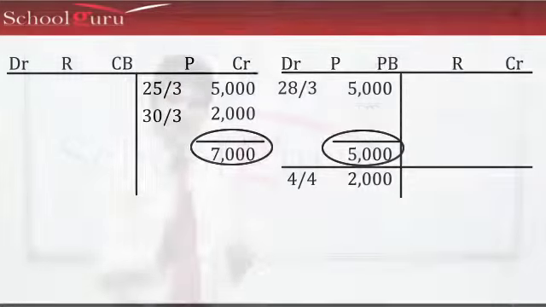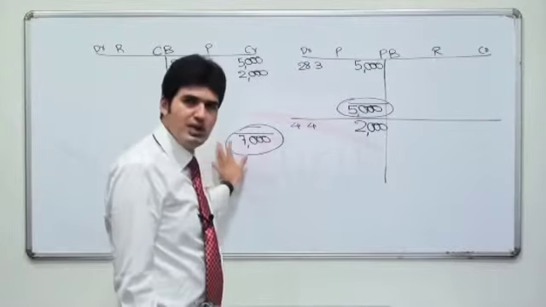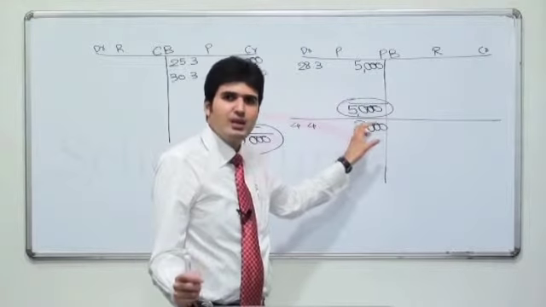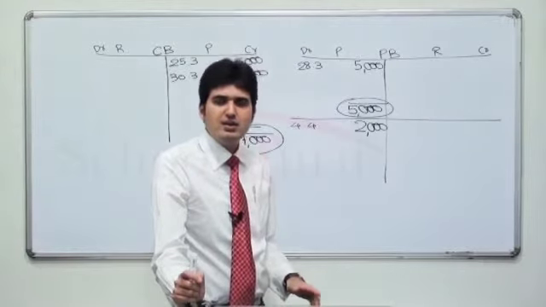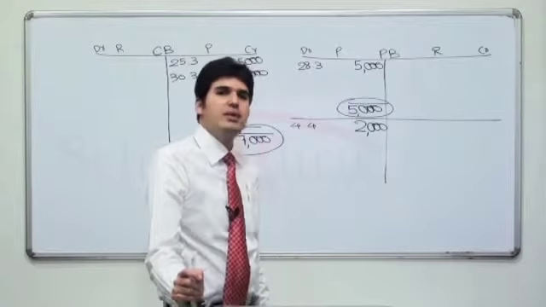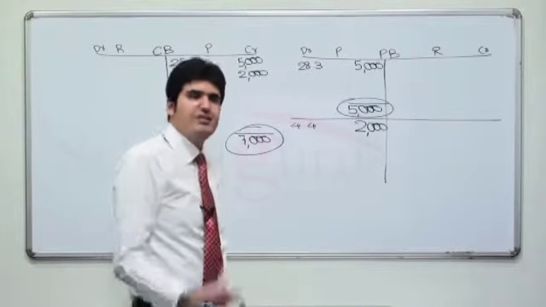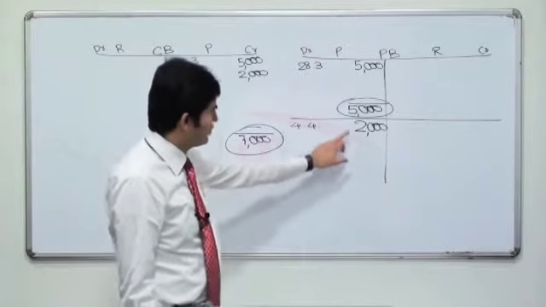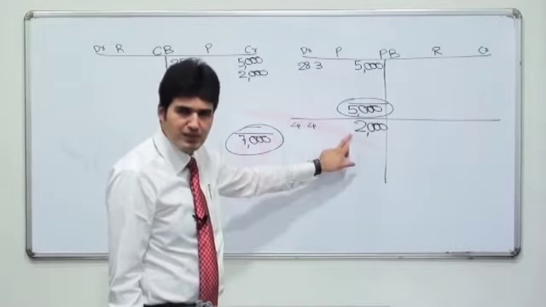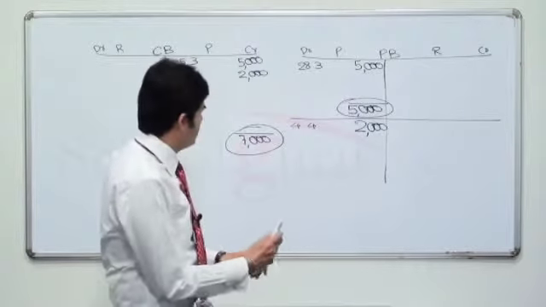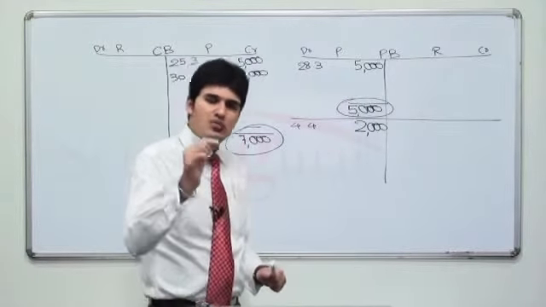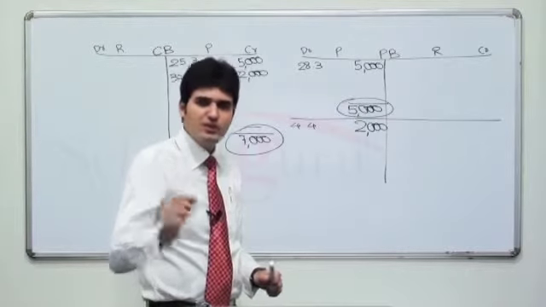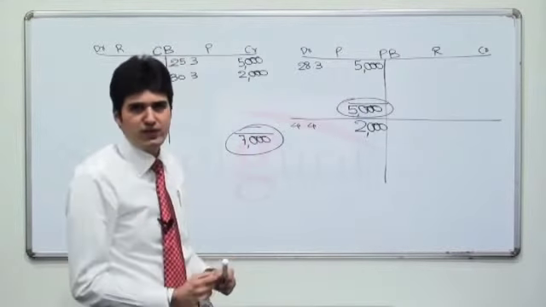The bank balance that I find as per my cash book and the bank balance that my bank will show as per the passbook will be different. Different by how much amount? Different by 2000 rupees. And where is that 2000 rupees? You can see that 2000 rupees is in the month of April. So if I have to compare my bank balance of my cash book with my bank balance of the passbook, there will be some difference.